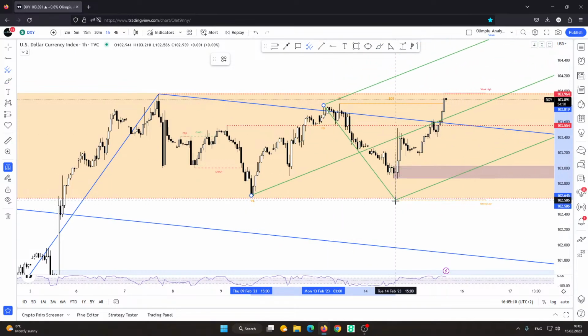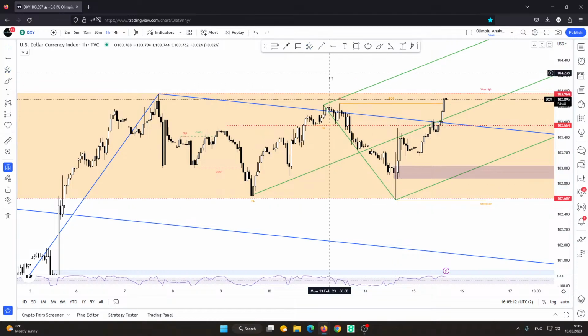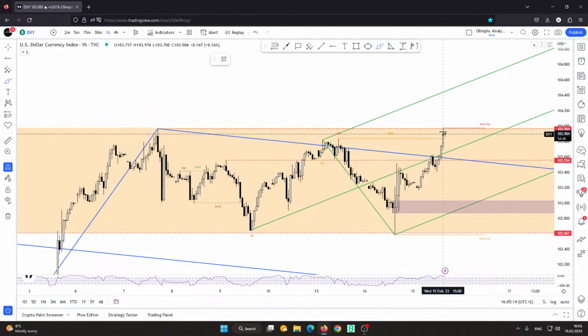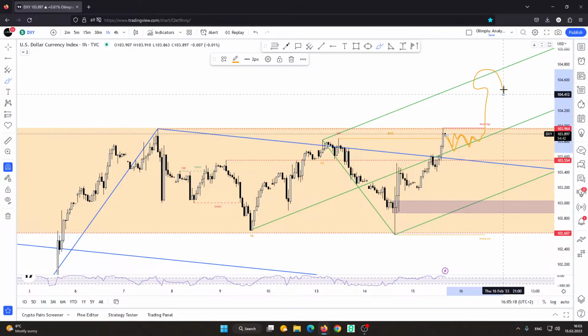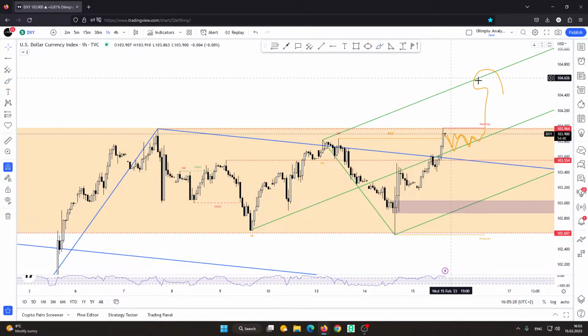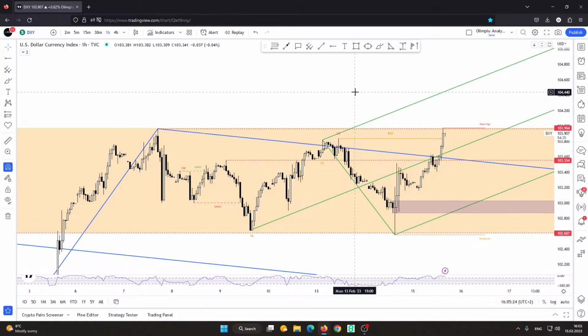One, two, three. Okay, on the ascending pitchfork, I would like to see an accumulation, consolidation here, test, retest, and then boom, towards the upper medium line. I would like to see something like this, and then I will go long on the US dollar.